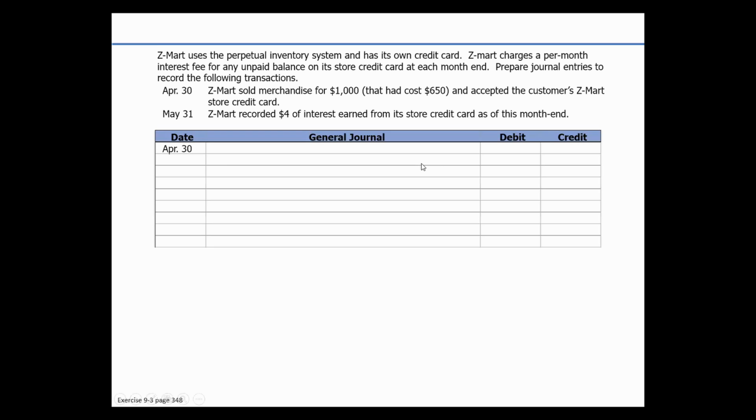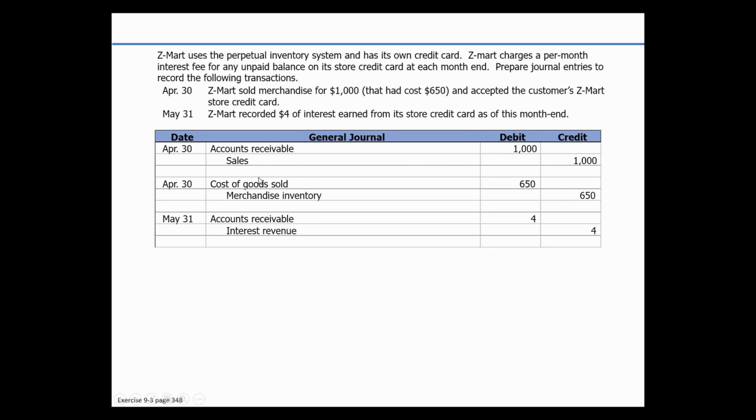And so in order to record the sale, you would debit accounts receivable $1,000, credit sales $1,000. And then we have to also figure out and record the cost of goods sold. So we have a debit to cost of goods sold, $650, credit to merchandise inventory, $650. And then in order to record the interest on May 31st, we would record a debit to accounts receivable, the amount of $4, and then we would credit interest revenue for $4.